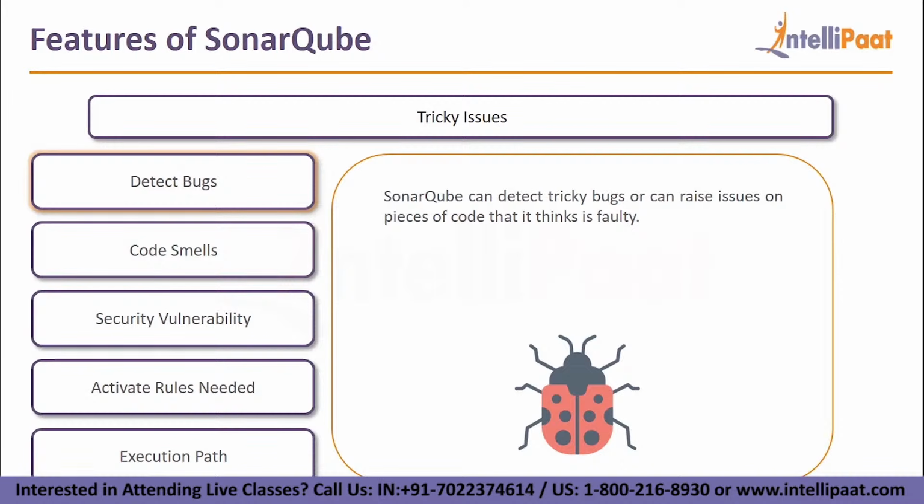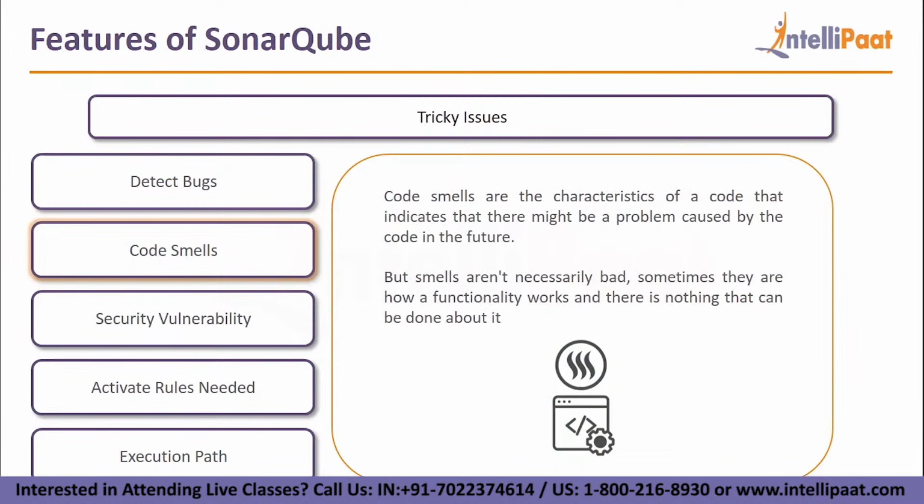It basically means that sometimes bugs that the coder can't understand early can be identified using SonarQube. Code smells. Code smells are the characteristics of a code that indicate there might be a problem caused by the code in future. But smells aren't necessarily bad. Sometimes they are how a functionality works and there is nothing that can be done about it.